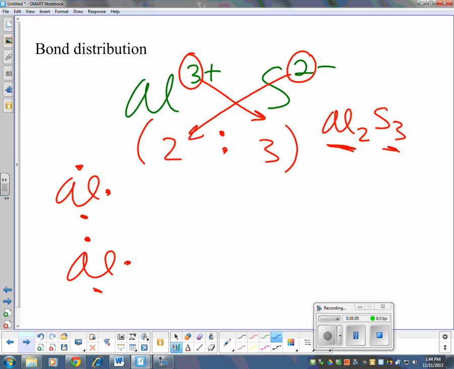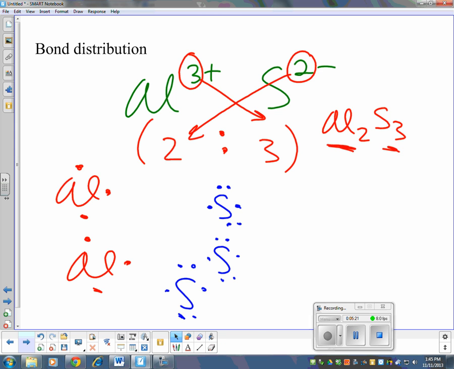Sulfur is going to be 1, 2, 3, 4, 5, 6. Sulfur here, 1, 2, 3, 4, 5, 6. Then all I have to do for the distribution is this.